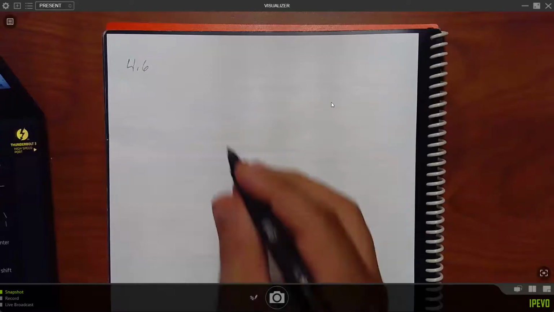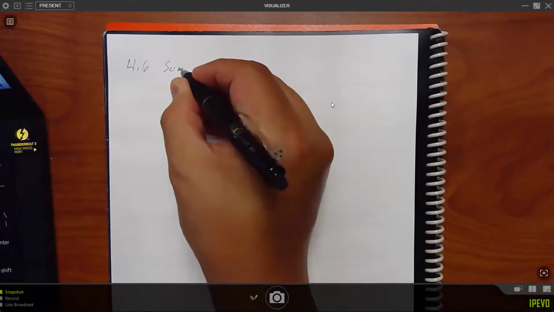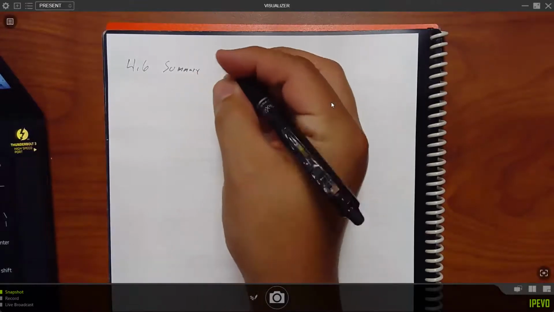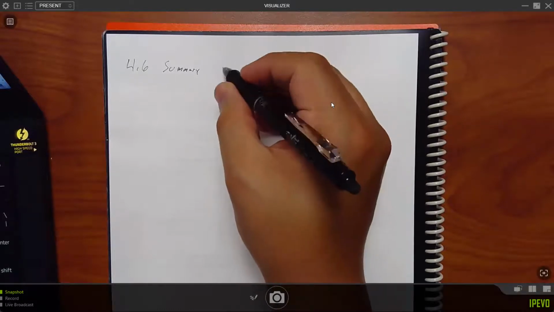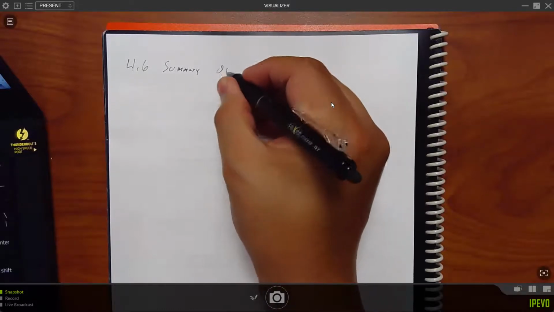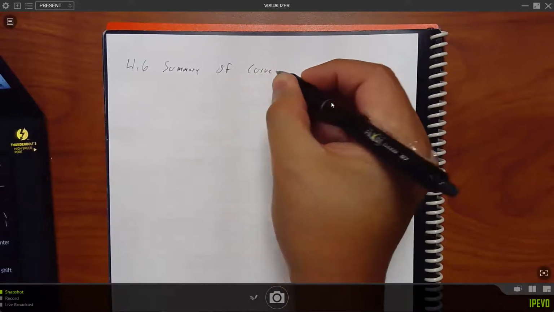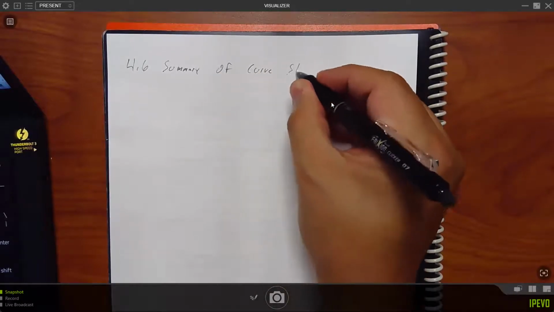So just do a few of them. You're only gonna have one question on the exam about this, summary of curve sketching. But it does go really well with all the stuff we've talked about, so it's worth talking about.